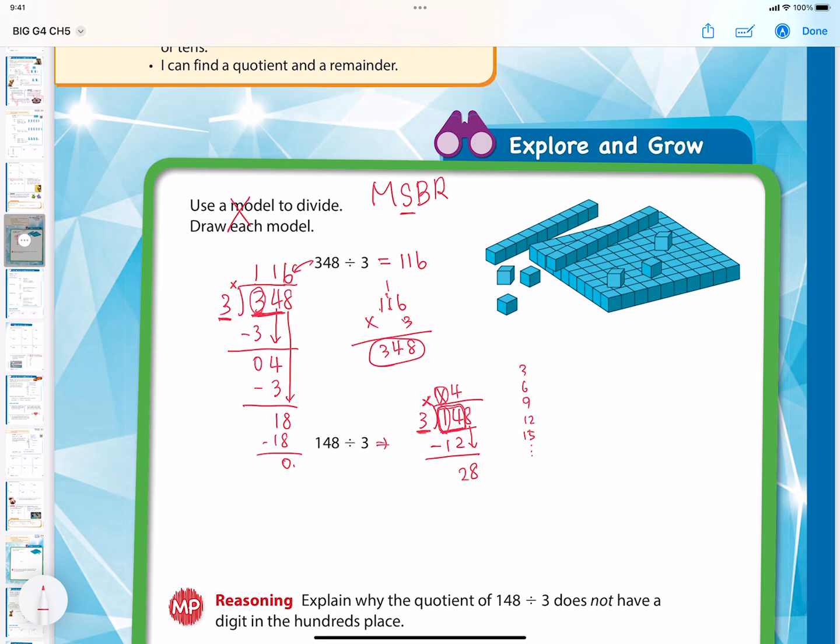One multiple of 3 is closer to 28, but not greater. Yes, we know 3 times 9 is 27. When you subtract, you have 1, which is nothing to bring down anymore. So the remainder is what? 1. So the quotient is what? 49, remainder 1. You understand?